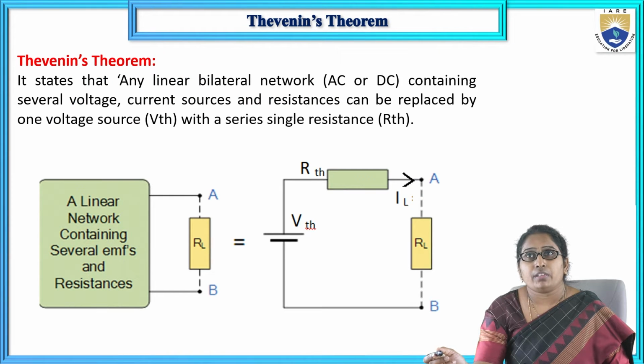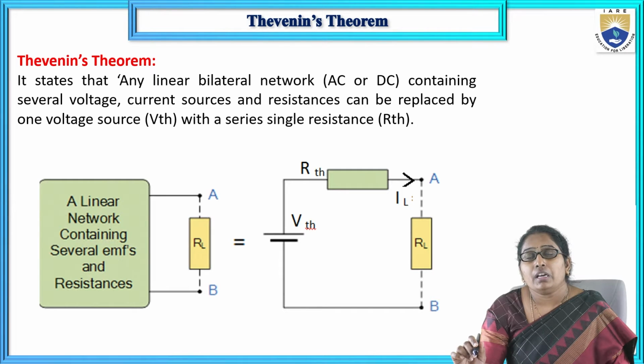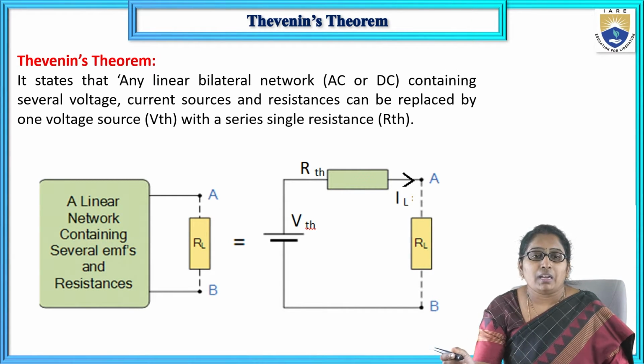First, what does Thevenin's theorem say? What is the theorem statement? The theorem states that any linear bilateral network, that may be a DC network or AC network, containing several voltage and current sources and resistances, can be replaced by a single voltage source, called VTH, Thevenin's voltage, with a single series resistance. So here the theorem statement is: any linear bilateral network.